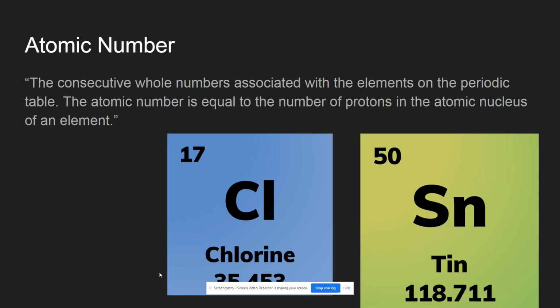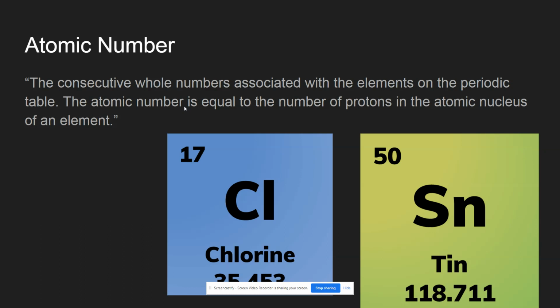Let's look at some key terms here. The first one is the atomic number. This is a set of consecutive whole numbers associated with the elements on the periodic table. The atomic number is equal to the number of protons in the atomic nucleus of the element. We have to understand that the periodic table itself is actually organized according to the atomic number, okay? And that atomic number is telling us the number of protons, or the number of positive charges, that an element has, which we find inside of the nucleus.